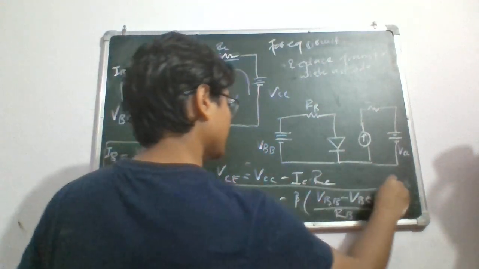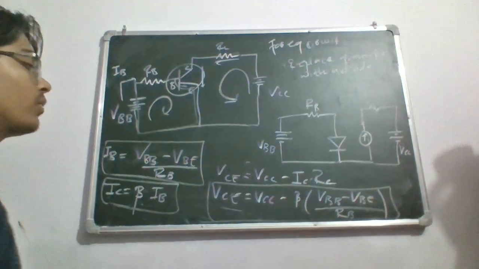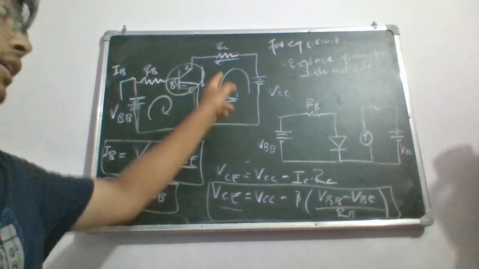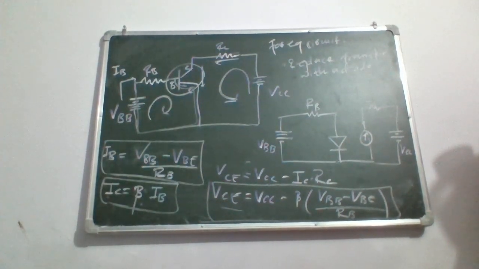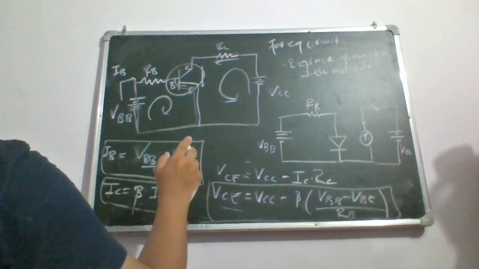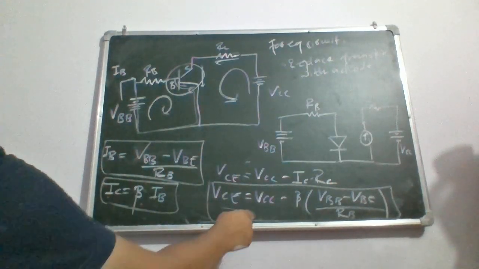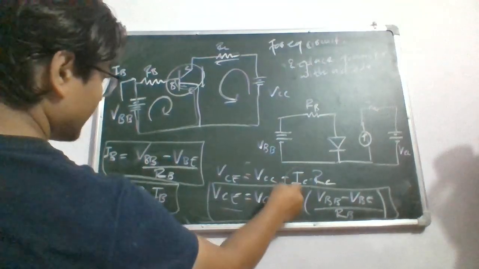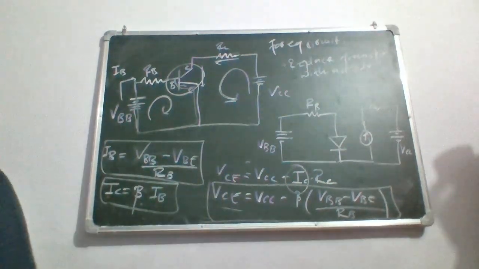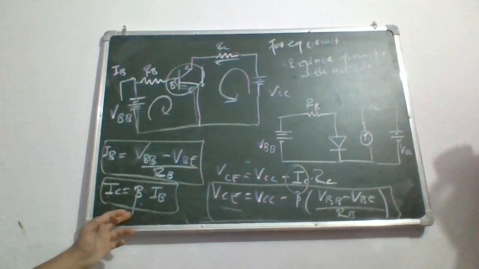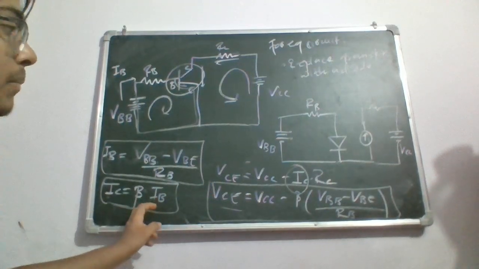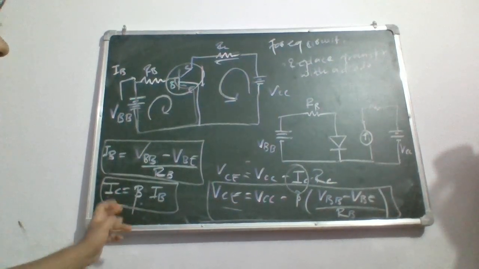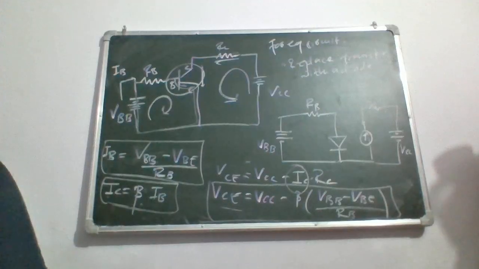So this is the expression for the voltage that goes from the collector to the emitter terminal. After finding this, you can also find the value of IC from here, and you can express it in terms of IB by equating it. I think you understand that.